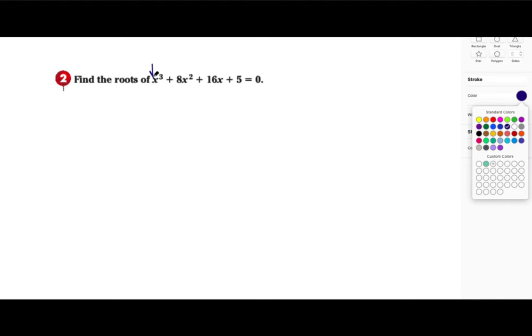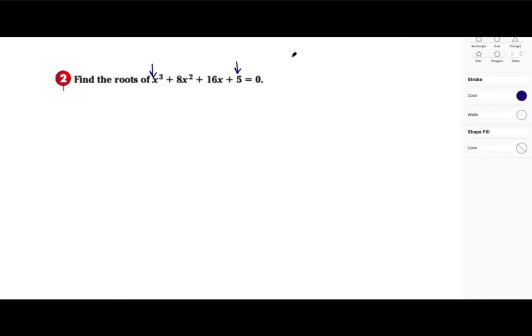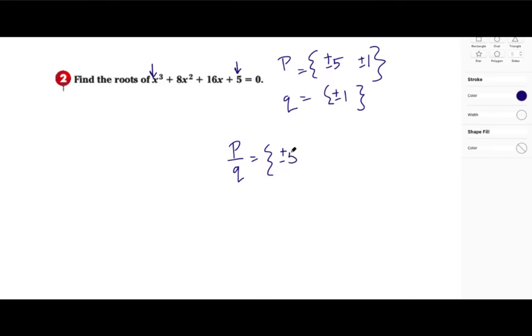All the factors of the lead coefficient, all the factors of the constant term. So that's plus or minus 5 and plus or minus 1. Those are my P values. And my Q values are going to be simply plus or minus 1. And so with that, all my P over Q values will be as follows. Basically, it's just going to be plus or minus 5 or plus or minus 1, because if I put it over 1, it's just going to be what it is.